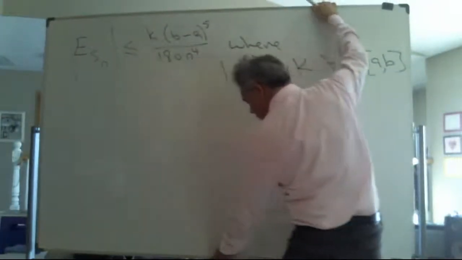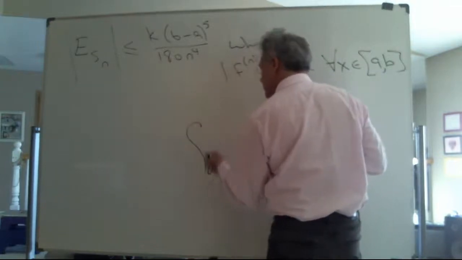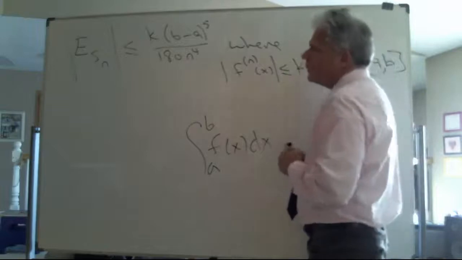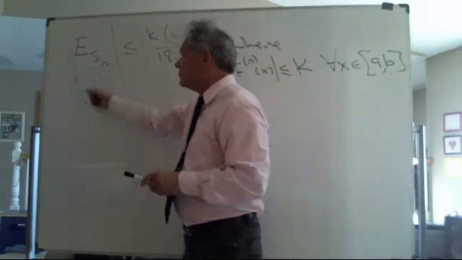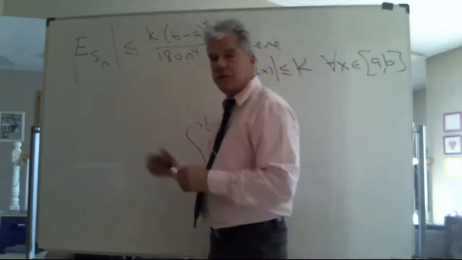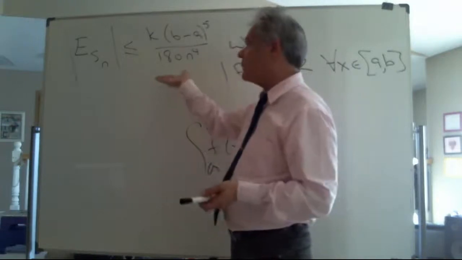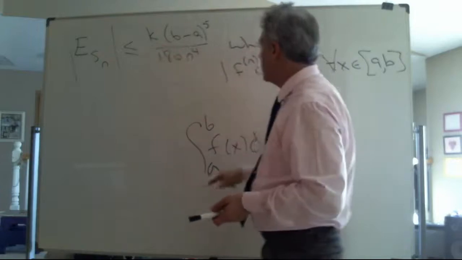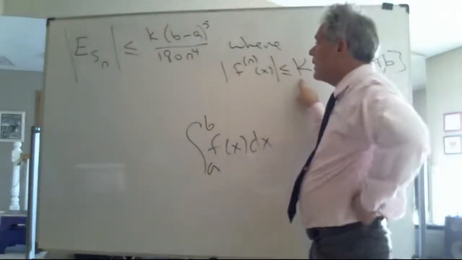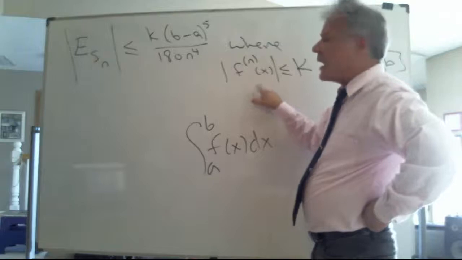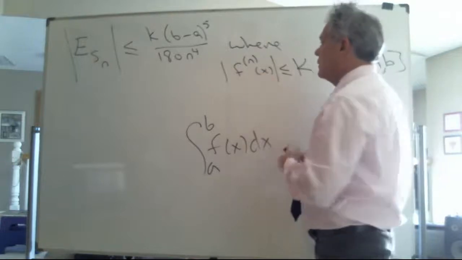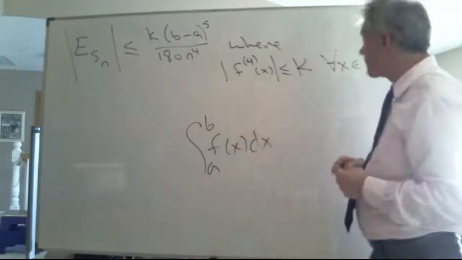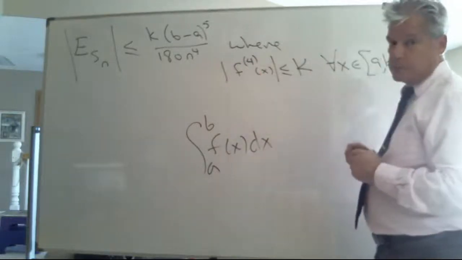It is the case that if you're using Simpson's rule with n subdivisions to approximate this integral, then the error in absolute value is bounded above by this expression, where K is nothing more than a numerical value that's an upper bound for the absolute value of the fourth derivative of f with respect to x over the interval from a to b.